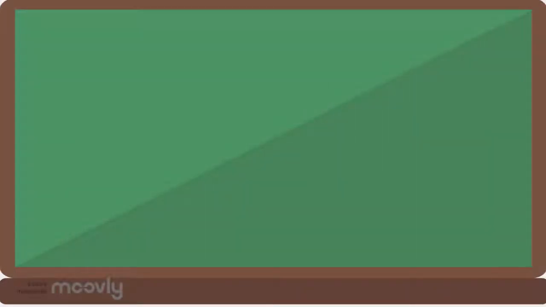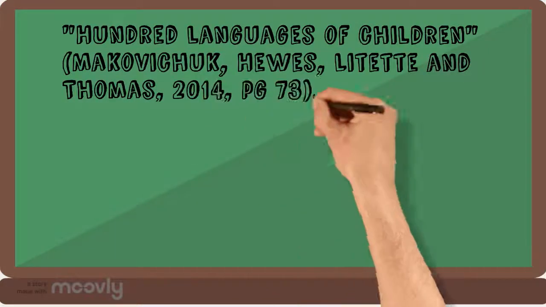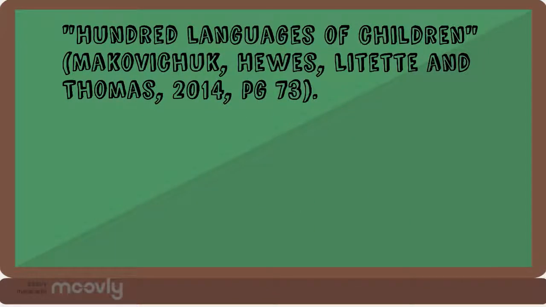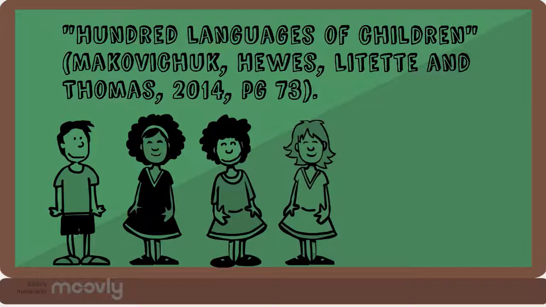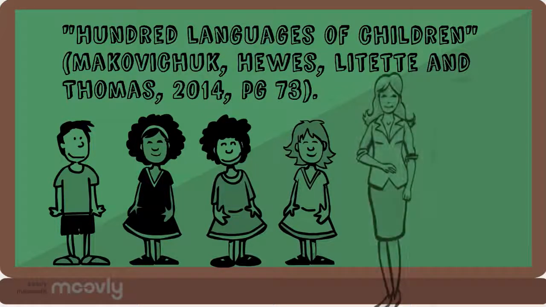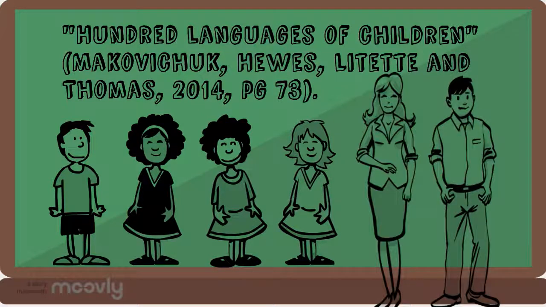Reggio also uses the 100 languages of children, stated in the Alberta Curriculum Framework on page 73, that each child is different, and one might know more than the other, and each child is not just helping the educators learn, they are also showing their peers what they know to help them as well.